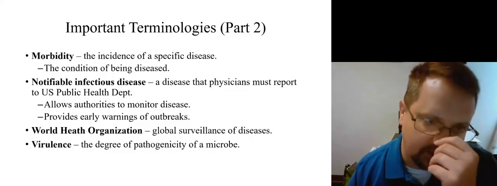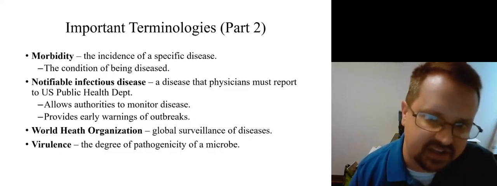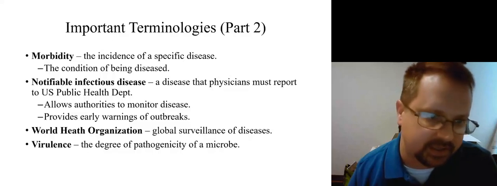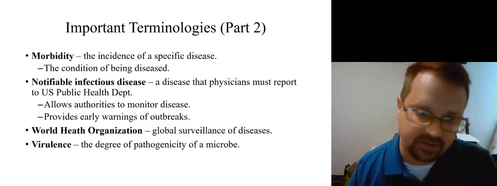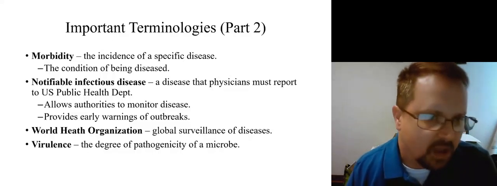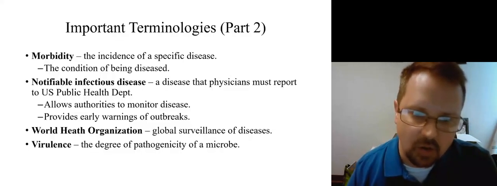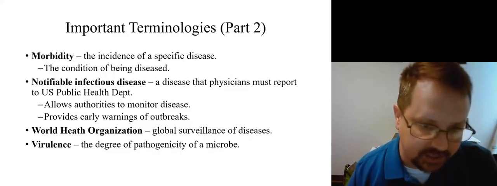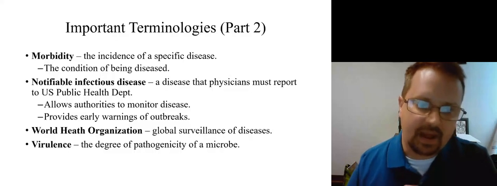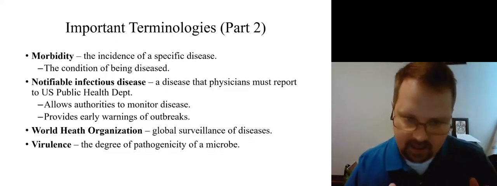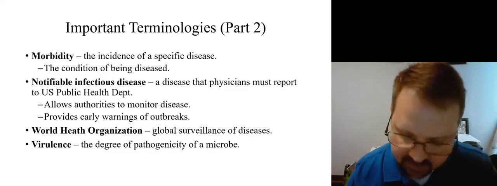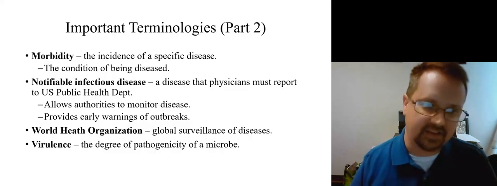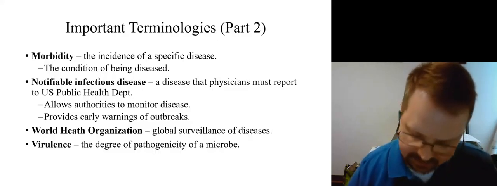We have what's called notifiable infectious disease. These are things that people have to report to the health department. Early warnings for outbreaks, things like smallpox or something. Okay. The World Health Organization is our global surveillance against diseases. And we also deal with things like virulence, and it's like, to what degree is the pathogenicity of it, how easy is it to spread, kind of thing.